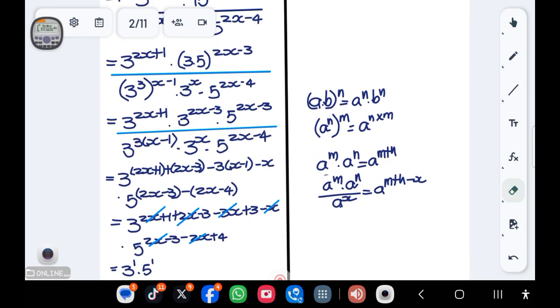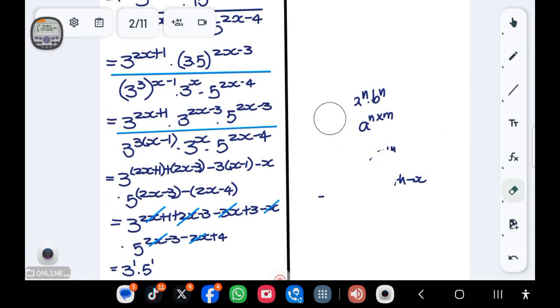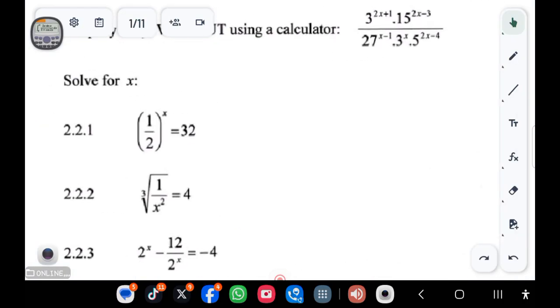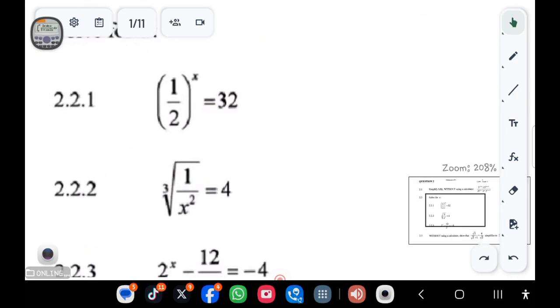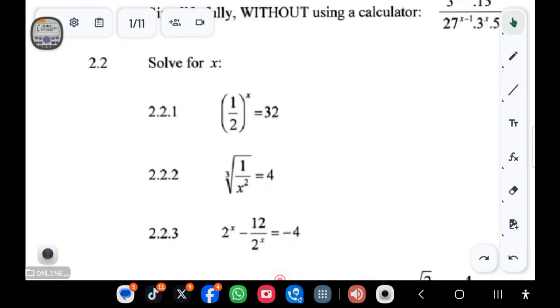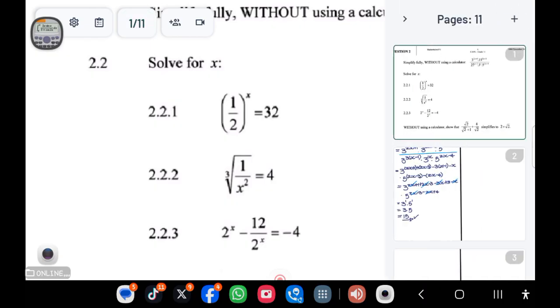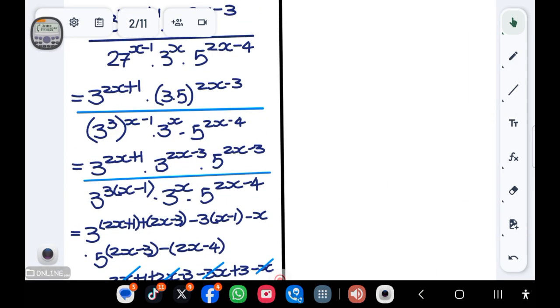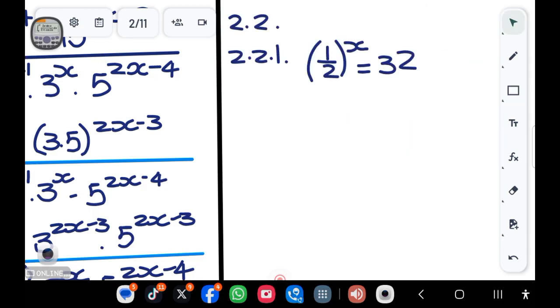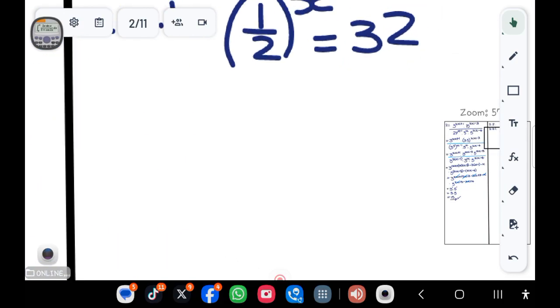Next question. Let's go back to the main question. The next question goes, 2.2, solve for x. 2.2.1 goes 1 over 2 all to the power of x equals to 32. Now the deal with this type of questions is that it's very easy. That's one type of exponential equation that is actually the easiest.